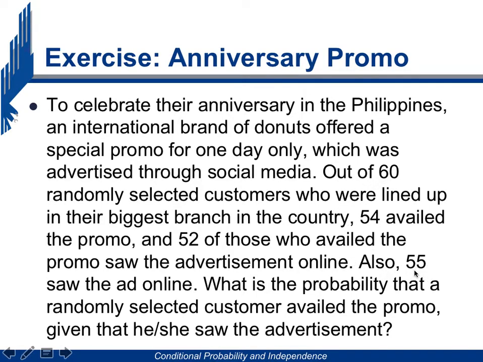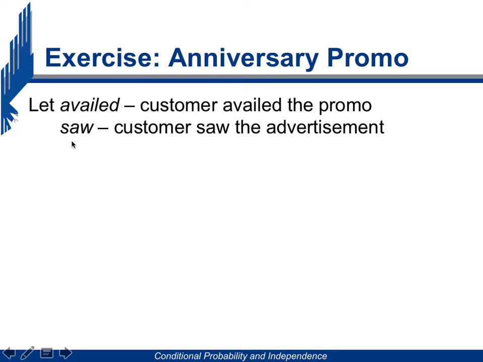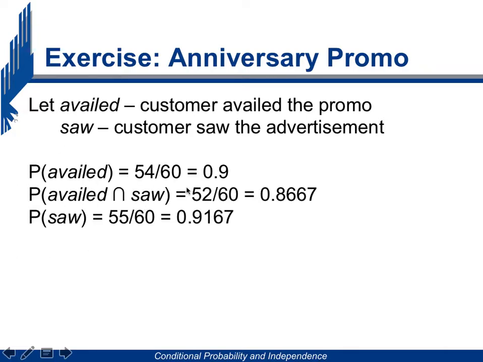And then we also have another value here, that's 55, representing those who saw the advertisement online out of the 60, making 55 over 60 the probability of seeing the advertisement. So summarizing all these probabilities that we have identified, we have the following. So P of availed is 0.9. The probability of the intersection of availed and saw is 52 over 60 or 0.8667. And the probability of saw is 55 over 60 or 0.9167. As much as possible, use the exact values, especially if you are still going to use these values in a further computation.